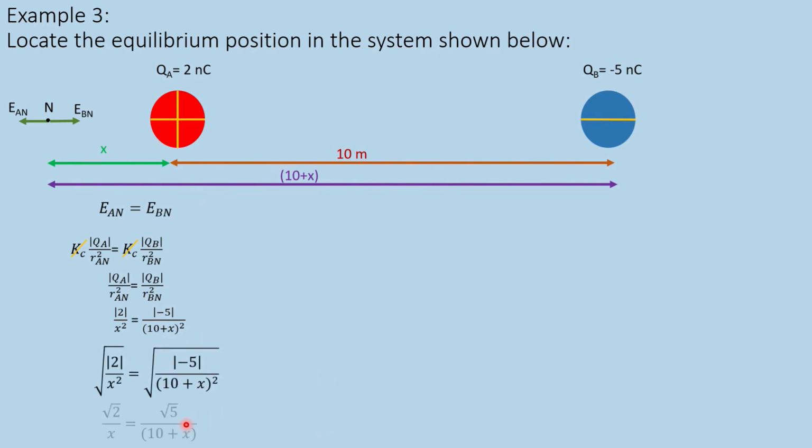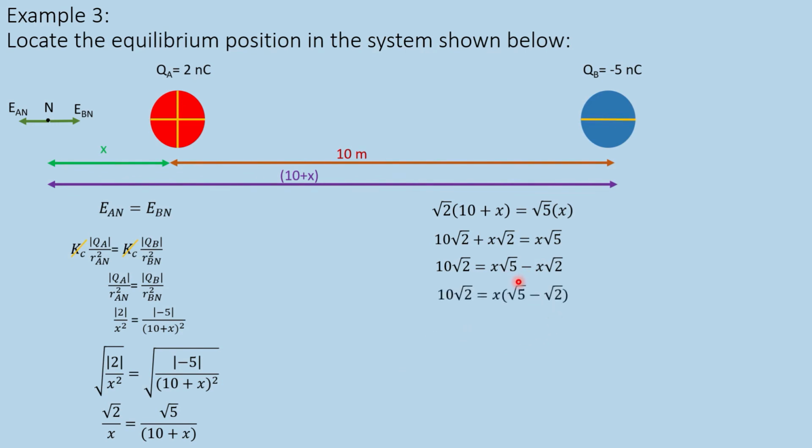Square root both sides, then we cross multiply. We distribute the square root of 2 over the brackets, and then we rearrange the formula to keep x on one side. Take x as a common factor, x into square root of 5 minus square root of 2 is equal to 10 radical 2. Then x equals 10 square root of 2 over square root of 5 minus square root of 2. And we get the answer as 17.2 meters to the left of QA. So N should be at 17.2 meters to the left of QA.